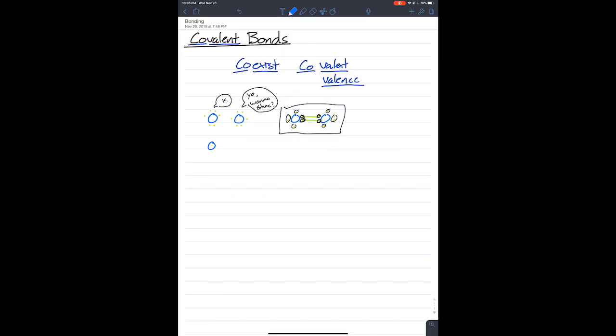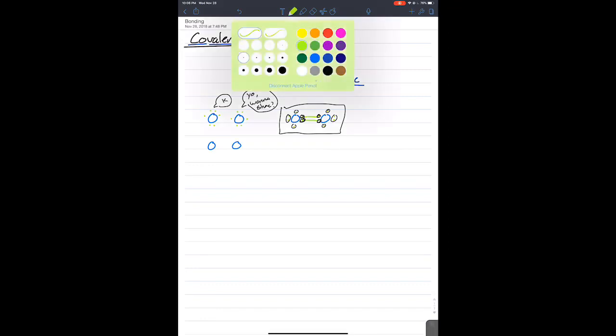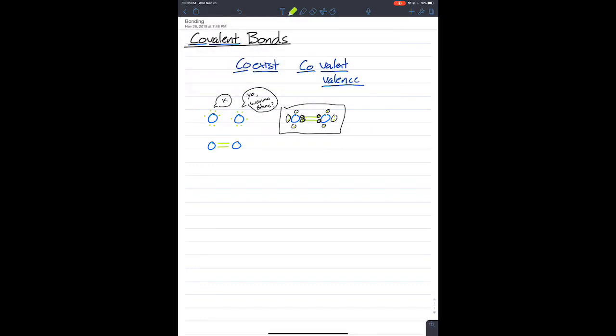So this will normally be represented like this with 2 lines. It's a double bond. Each of these lines represents 2 electrons. Like we saw here, we have 1 electron here, 1 electron here, 1 electron here, 1 electron here. So each line represents 2 electrons. And then it has the rest of its electrons.